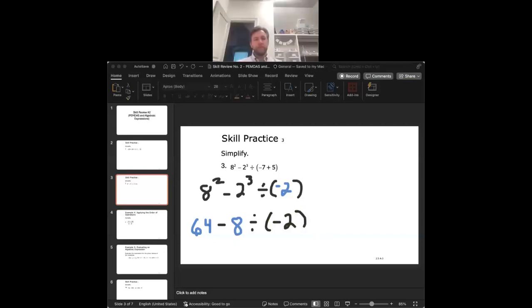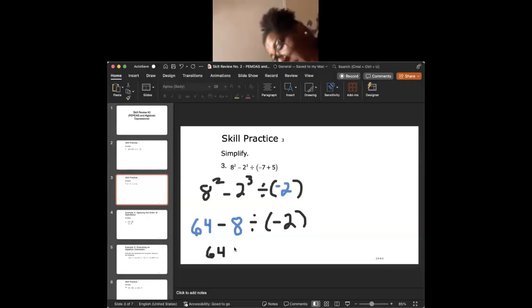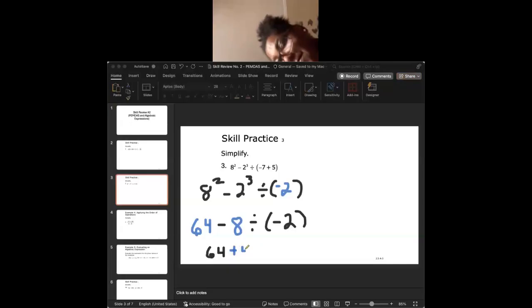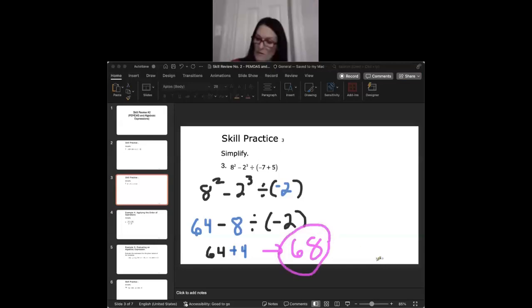Okay. What's next? Divide. Divide what by what? Negative 8 by negative 2 gives us 4. Go ahead and say the sign too, because that's going to help you with your addition. Positive 4. Good. And then final answer, 68. Exactly.